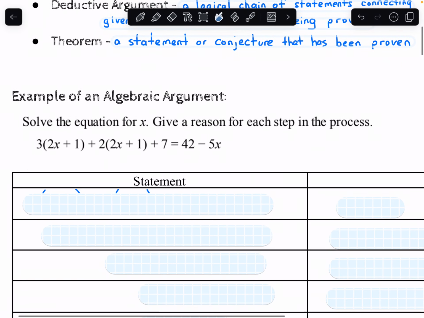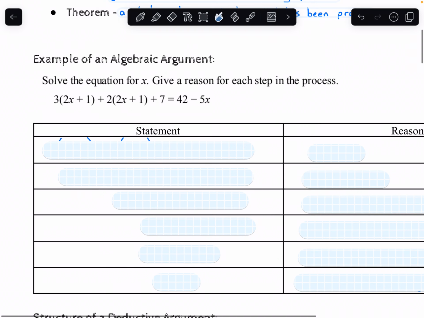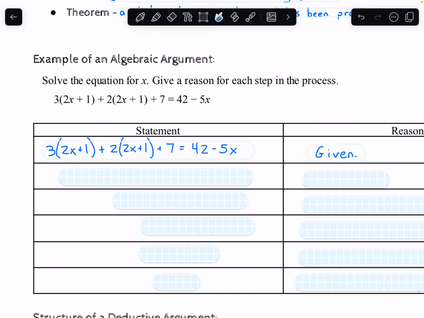Now, you have actually done this before in algebra. Here's an example of an algebraic argument. This is actually a type of formal proof. Here, this would be a two-column proof because we are writing all our statements in one column and all our reasons in the other. We're going to solve this equation for x and give a reason at every step. Starting with the original given equation, how do I know this is true? This was given to me.